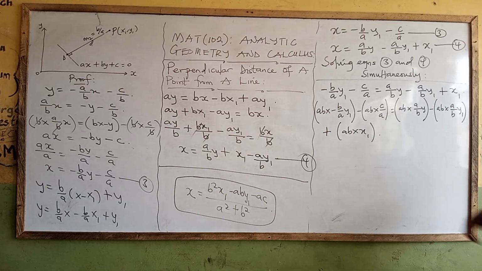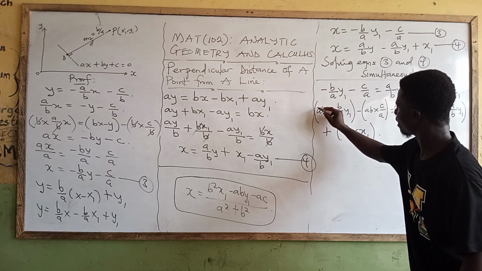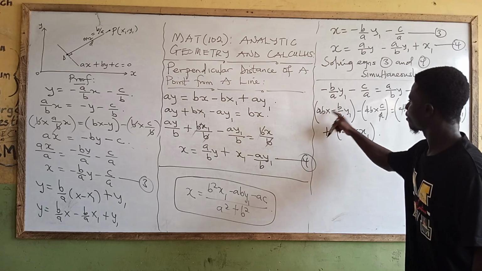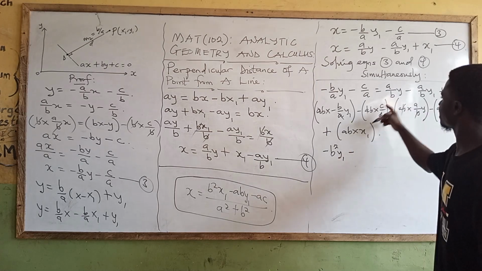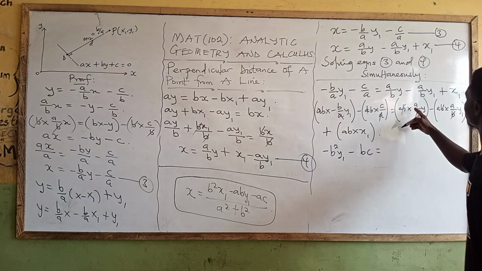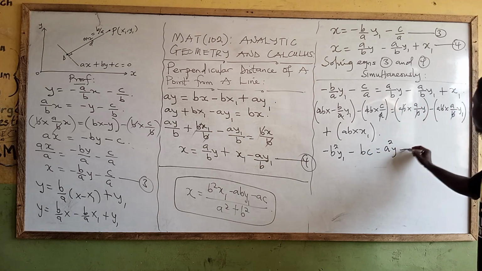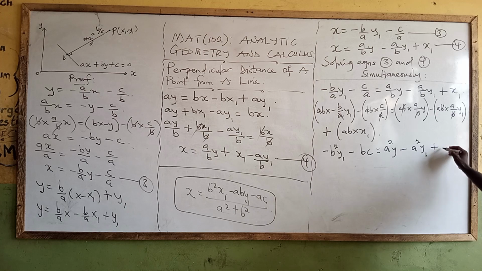So kindly watch it carefully. How many times? 1, 2, 3, 4, 5. So that this one cancels, this one cancels, this one cancels, this one cancels. So we have b times negative b y1, get negative b squared y1 minus bc equals a times a y, get a squared y, then minus a times a y1, get a squared y1, then plus abx1.